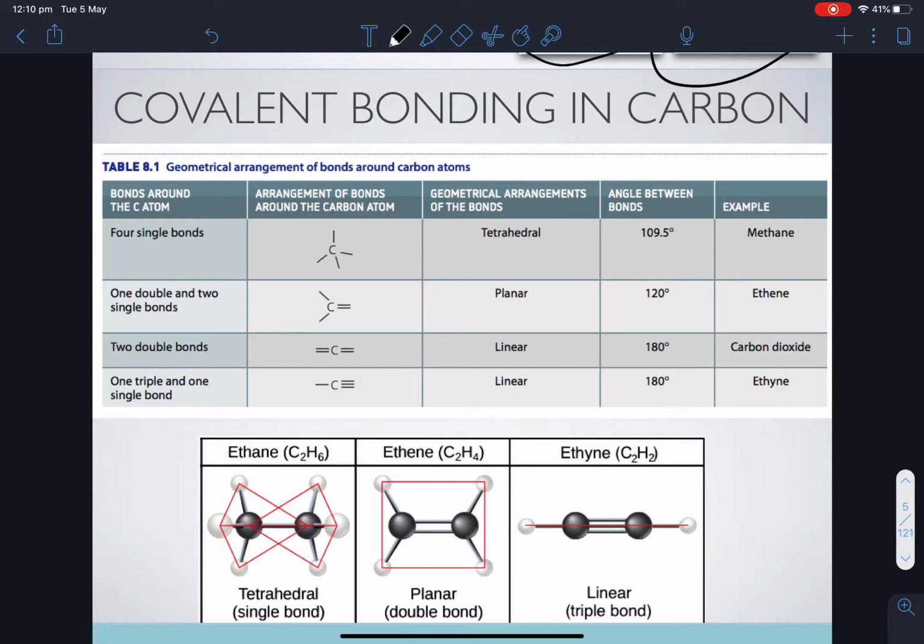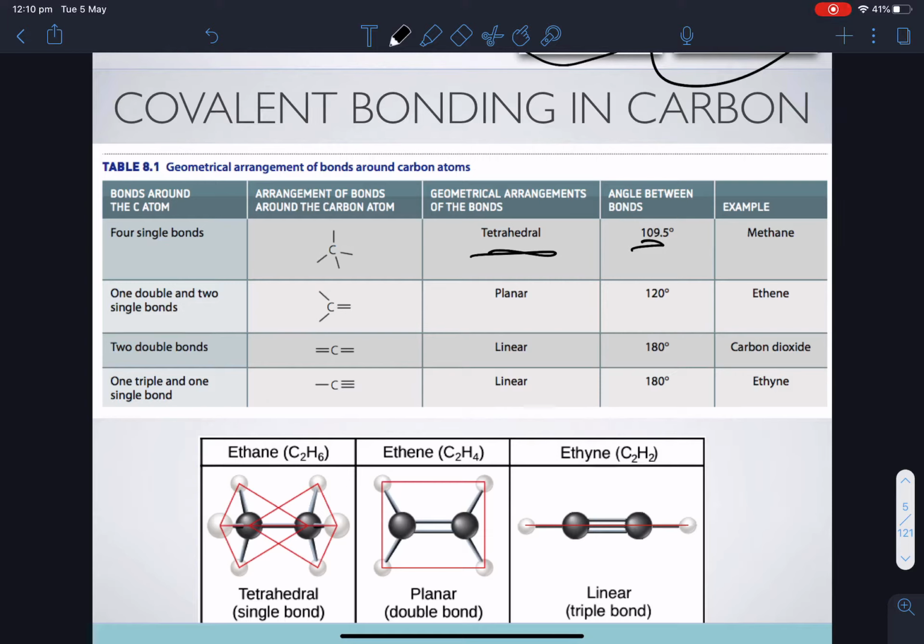Okay, this is just a little revision on molecule shape way back from last year. Remember VSEPR theory and stuff like that. So when carbon has 4 single bonds, it has 4 bonds equally arranged from each other. It's going to be this tetrahedral shape. Each is going to be 109.5 degrees away from each other, and our example is methane. We'll get to that soon.